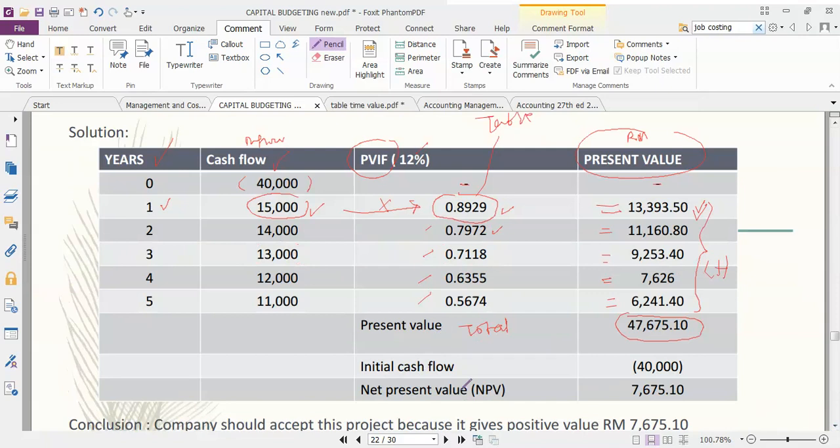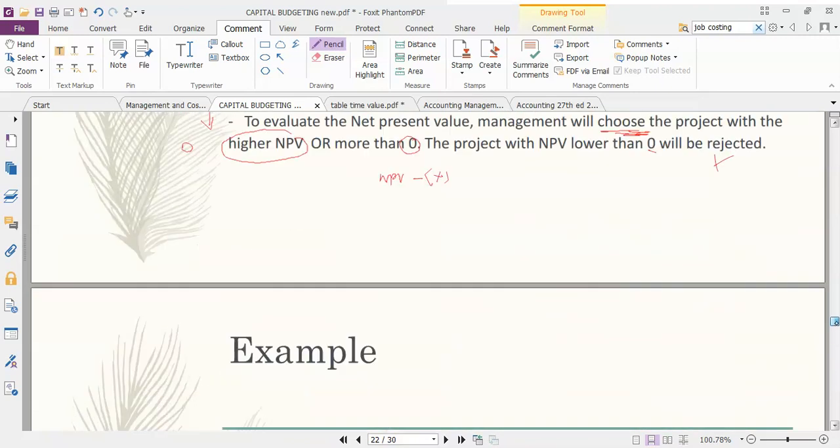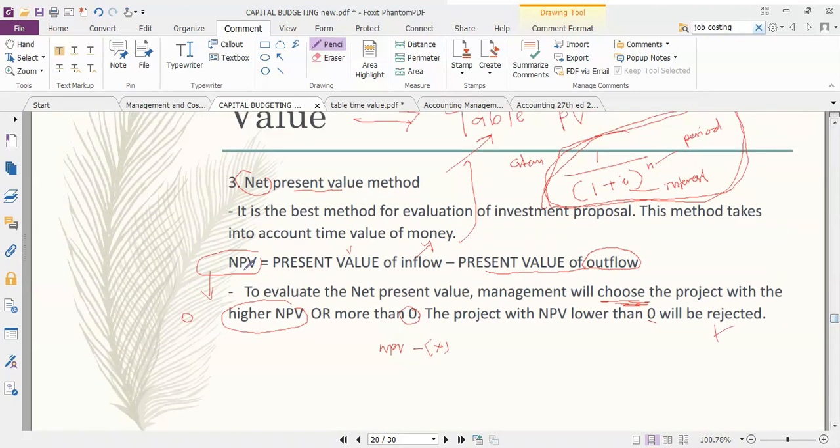So kita nak tahu net present value. Present value tolak dengan initial cash flow. Okay. Initial cash flow kita negative 40,000 lah. Kita letaklah kat situ. Tak payahlah letak negative pun tak apa. You just 47,675.10, you minus 40,000. So you will get the net present value is 7,675.10. Okay.